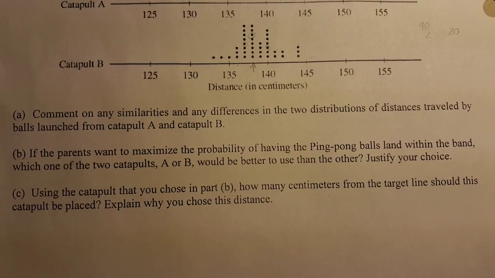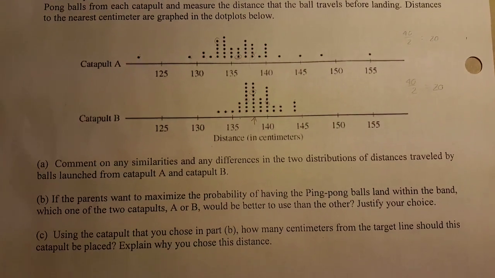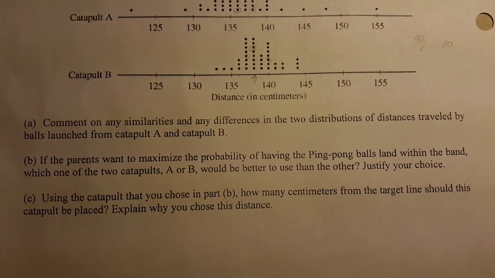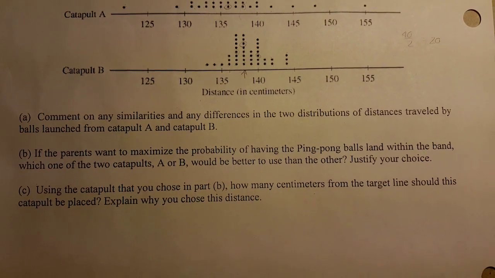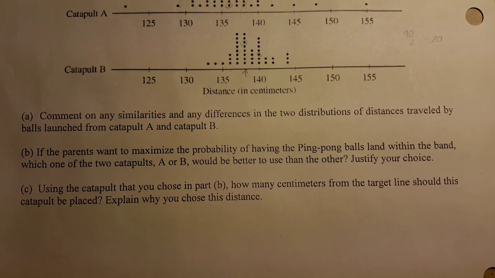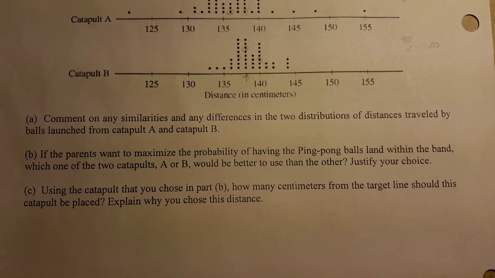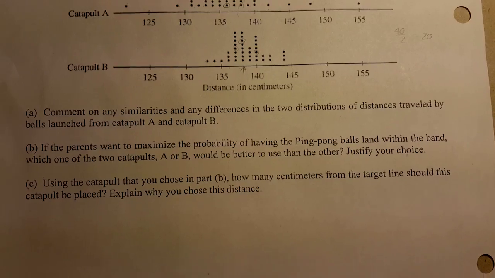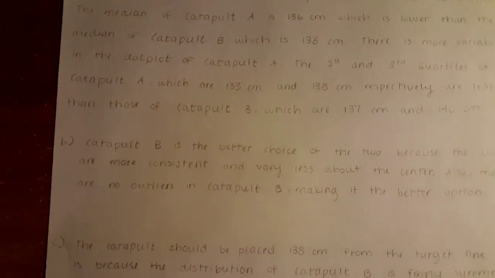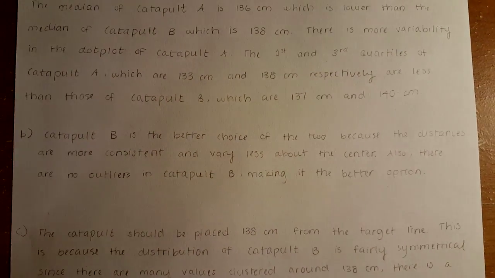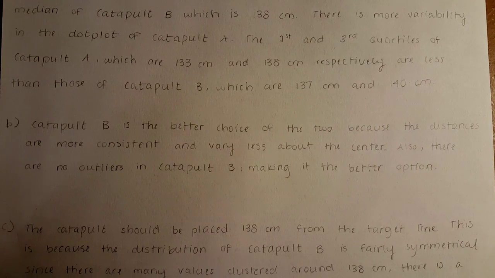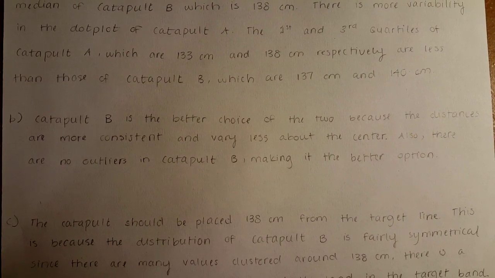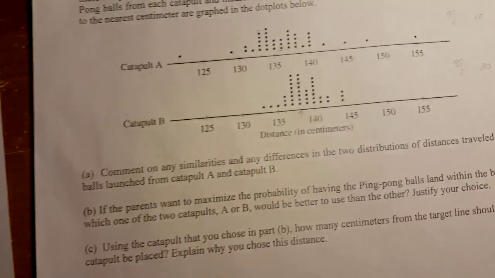Going back to A real quick, just remember that when you're comparing two graphs, don't use the word while. Okay? Anyways, B. If the parents want to maximize the probability of having the ping pong balls land within the band, which one of the two catapults, A or B, would be better to use than the other? Justify your choice. Alright. You put catapult B is the better choice of the two because the distances are more consistent and vary less about the center.